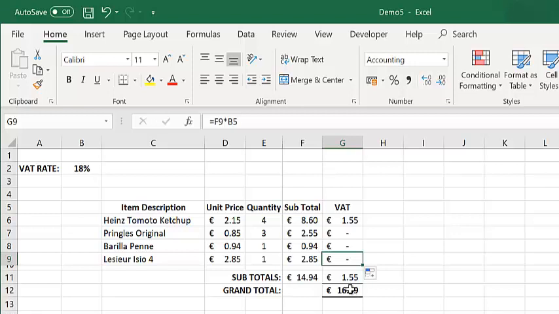Now in this case, we want to set Excel to only move one row downwards the cells being used for the subtotals, and not the cell being used to store the VAT rate. There are two approaches to solve this issue. Let's start with the first approach.